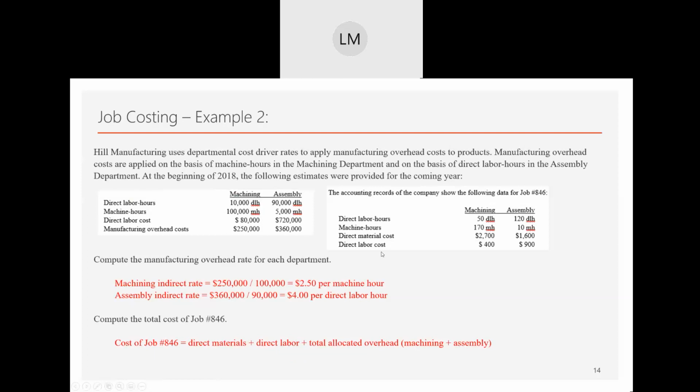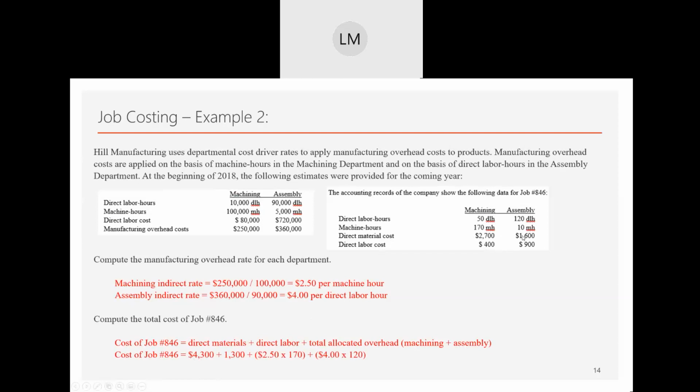Let's take a look here at job 846. How are we going to allocate overhead? Well, I'm given the amount of direct materials cost of $4,300. How do I know that? Well, let's take a look here at the direct materials cost. $2,700 of the direct materials was incurred in the machining department, and then $1,600 additional direct material costs were incurred in the assembly department. So my direct materials are a total of $4,300. So that's my total direct materials cost.